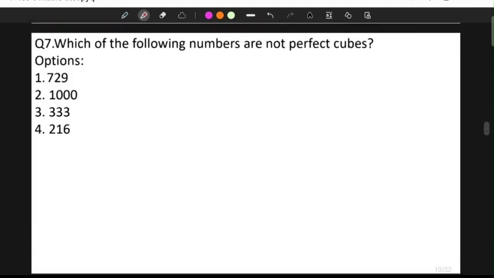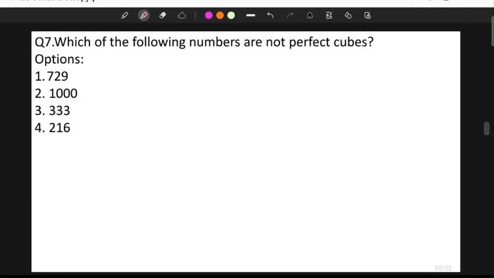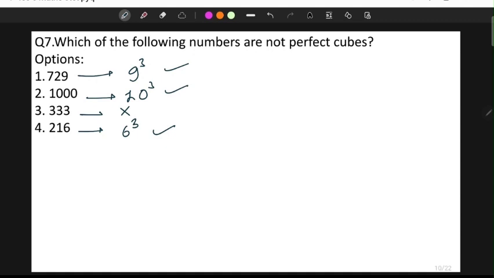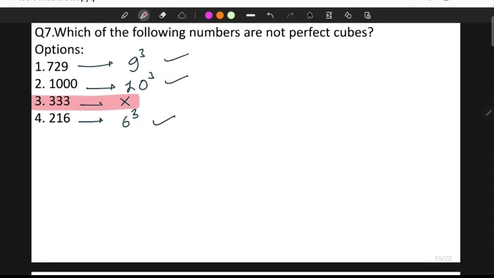Moving on to the next question: which of the following numbers is not a perfect cube? Option 1 is 729, and we know it is the cube of 9. 1000 is the cube of 10, since 10 cube is equal to 1000. 333 is not a cube of any number, but 216 is the cube of 6. So 9 cube, 10 cube and 6 cube are the given numbers, but 333 is not the cube of any number. So the correct answer for the given question is option number 3. Moving on to the next question now.